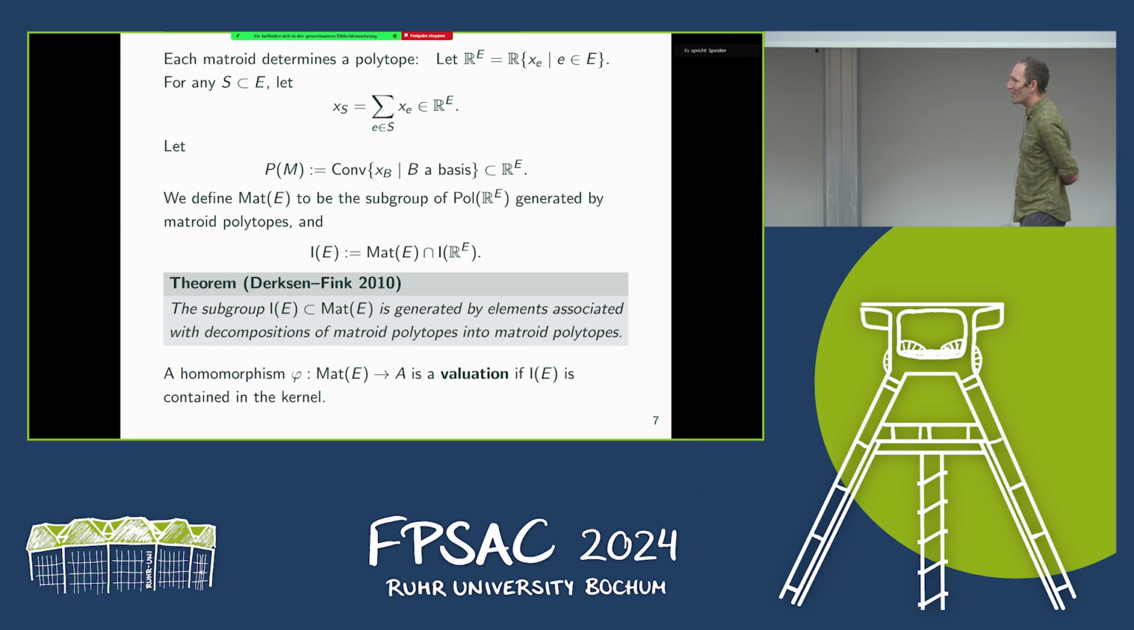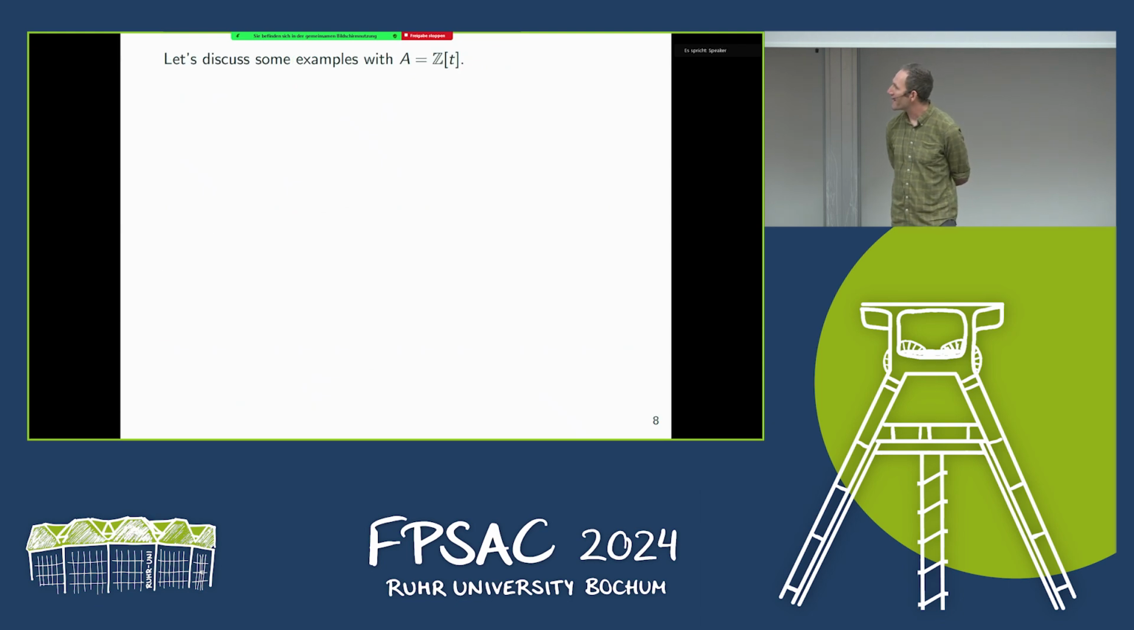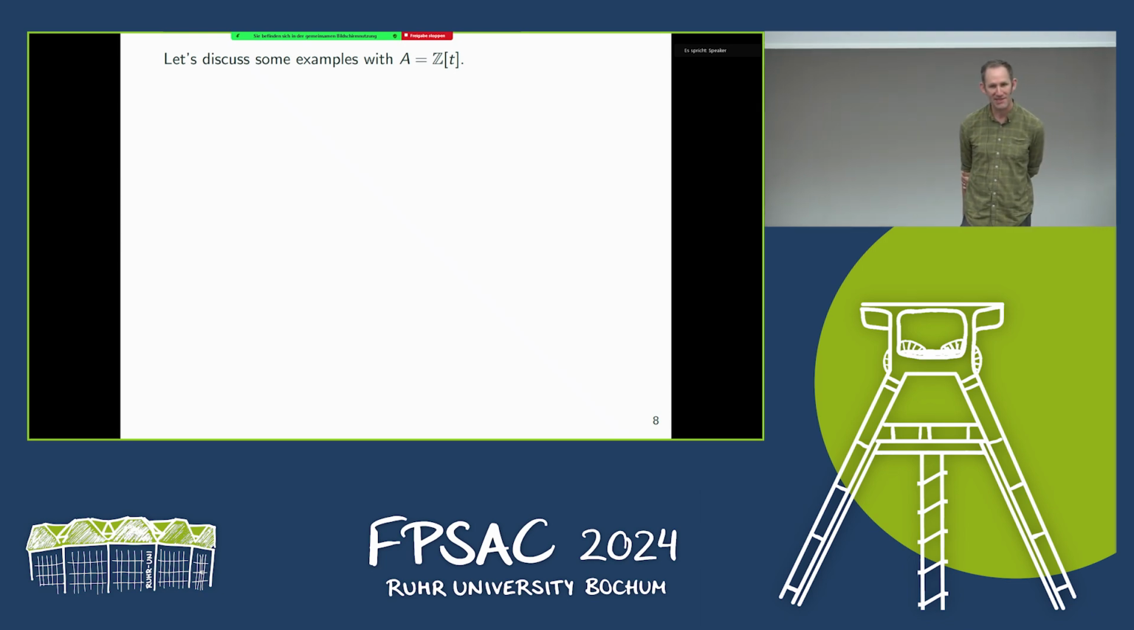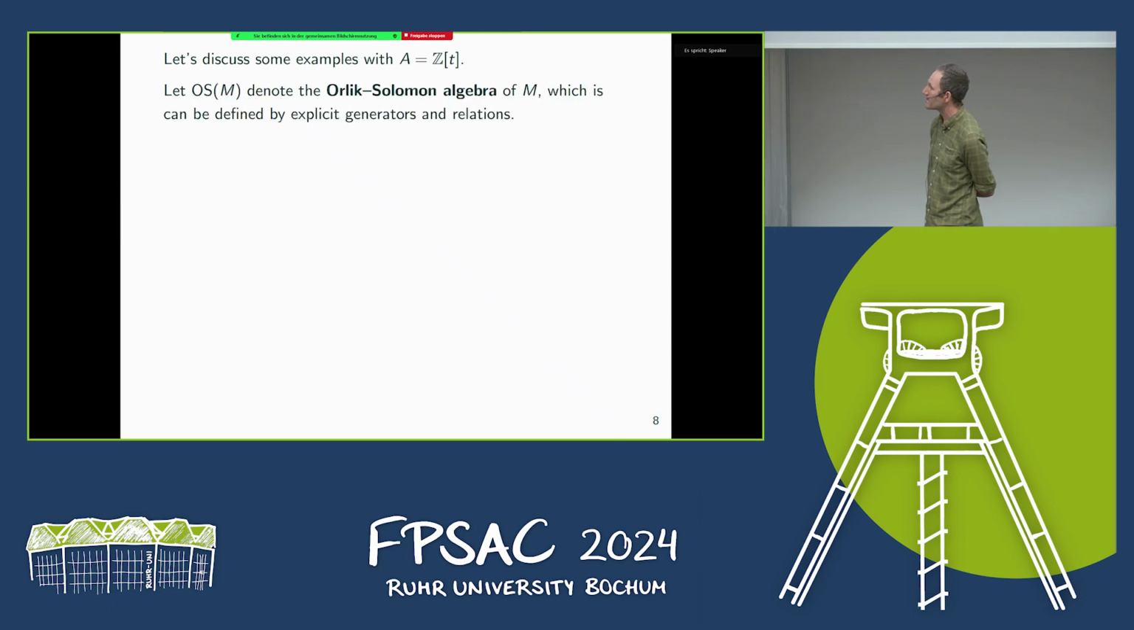And again, I want to define valuations the same way. A homomorphism from Mat(E) to A is a valuation if I(E) is contained in the kernel. I want to give some examples where my abelian group is Z[t]. Such a homomorphism is just a way to associate a polynomial with any matroid. And saying it's valuative is saying that these polynomials are additive over decompositions of matroid polytopes.